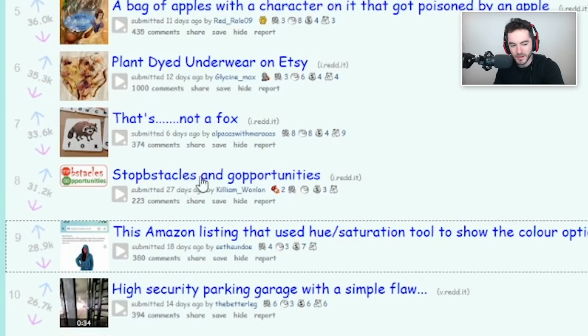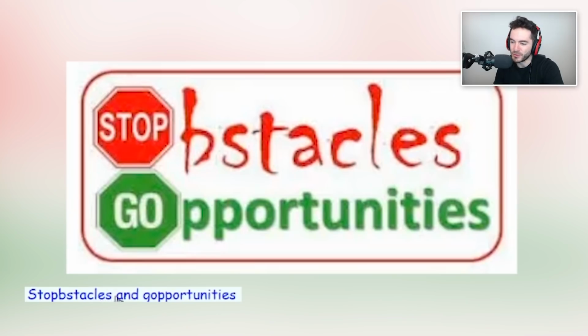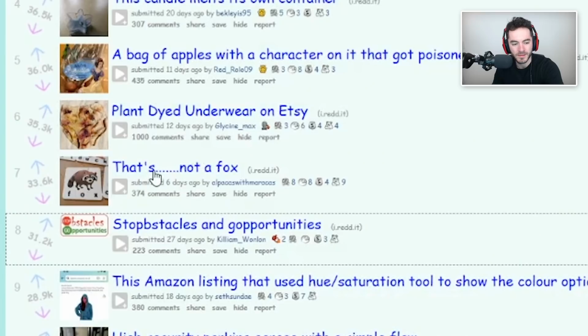You tried. Stobstacles and gopportunities. I mean, I get what they're trying to say. This isn't that bad. I get that the shape of the sign is an O, and then inside it's like stop the obstacles, or stop at obstacles so you don't run into them and crash, and go when you see the opportunities. It's not the worst. Whatever. That's not a fox.